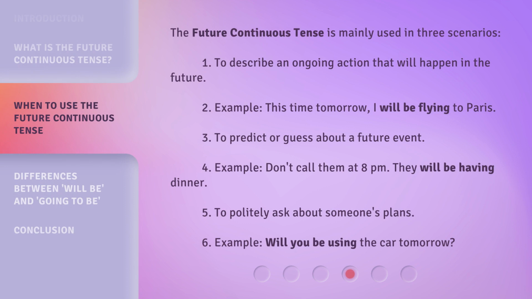The future continuous tense is mainly used in three scenarios. 1. To describe an ongoing action that will happen in the future. Example: this time tomorrow, I will be flying to Paris. 2. To predict or guess about a future event.